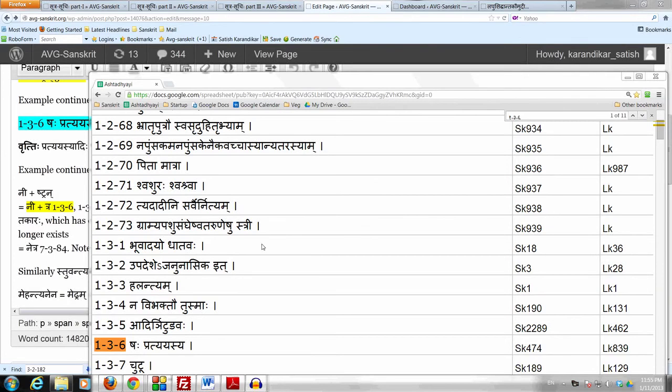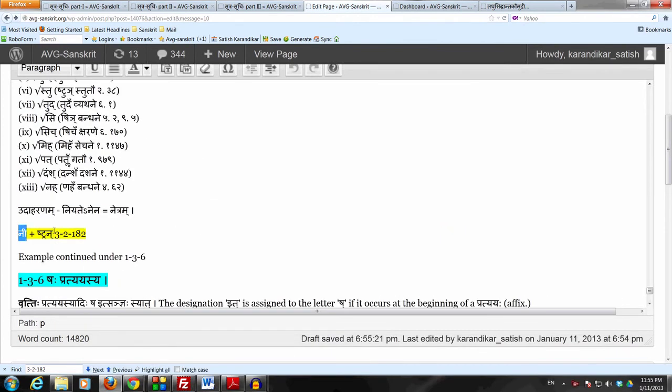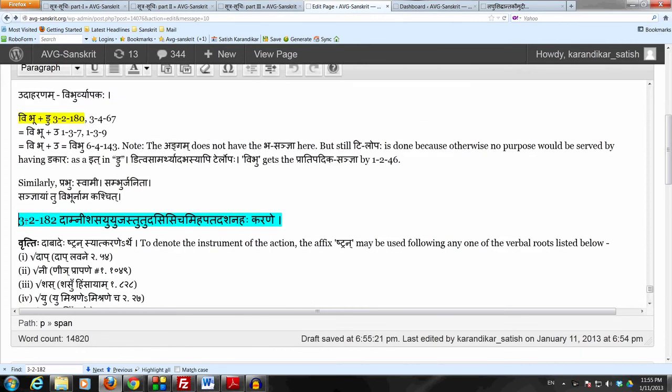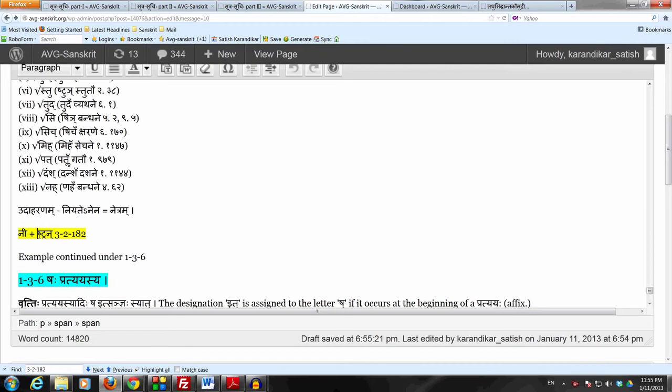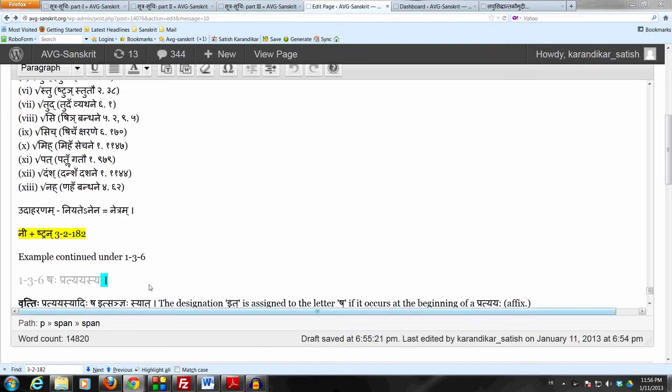Okay, so we are at the stage where we have ni plus strun. We brought in the affix strun by the sutram 3.2.182, and now we have ni plus strun. Now we want to assign the it sanjna to the beginning shakara of strun. For that we need this sutram 1.3.6, which says shaḥ pratyayasya. Very simple, straightforward sutram.